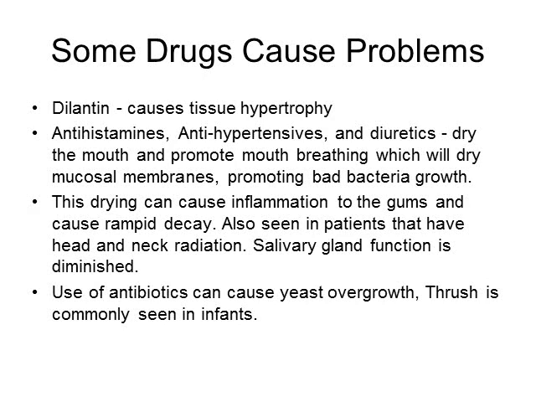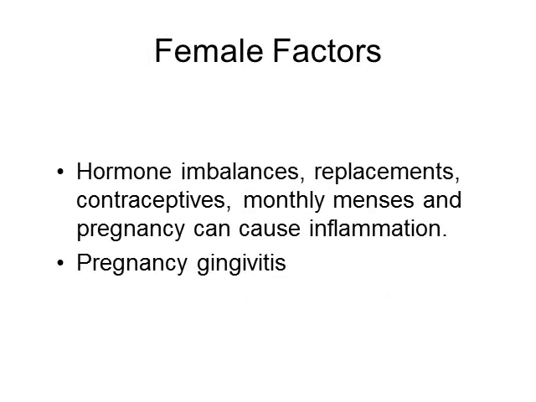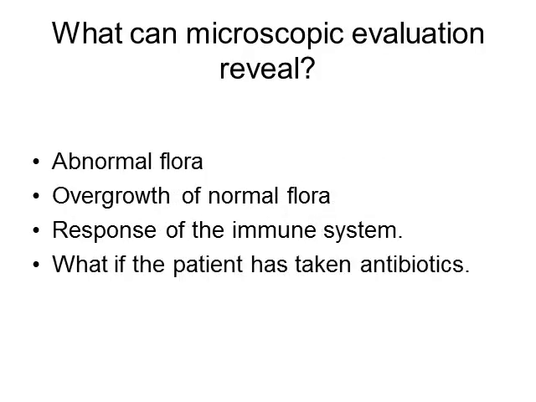Use of antibiotics can cause yeast overgrowth. Thrush is commonly seen in infants. We look at female factors like hormone imbalances, replacements, contraceptives, monthly menses, and pregnancy can all cause inflammation. We all know about pregnancy gingivitis.